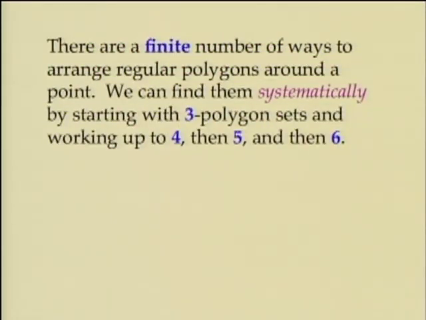So it turns out there are a finite number of ways to do this. And you can find them systematically. You can start with 3 polygon sets and then work up to 4, then 5, then 6. And I'll show you the start of this. I don't want to do the whole thing, but I'll show you how to do this.